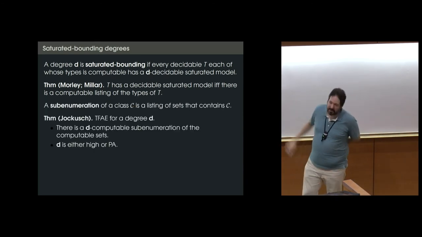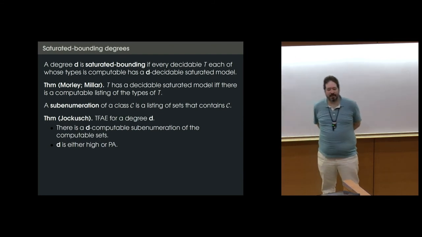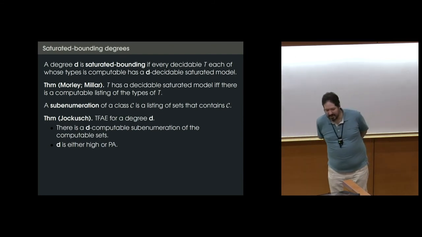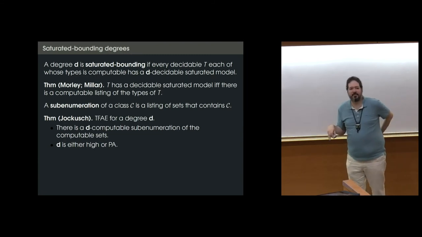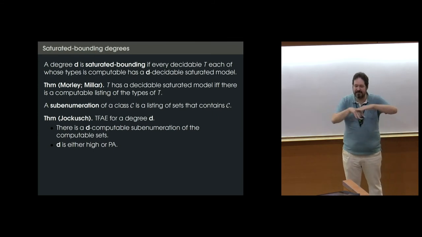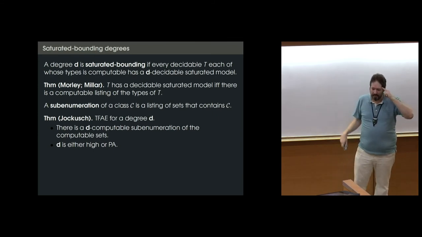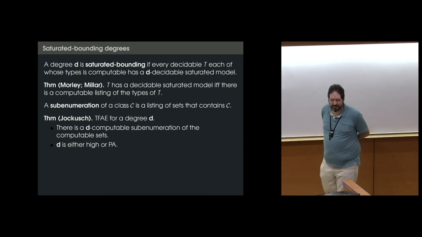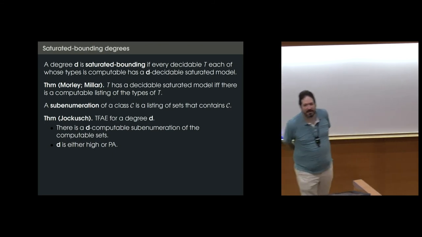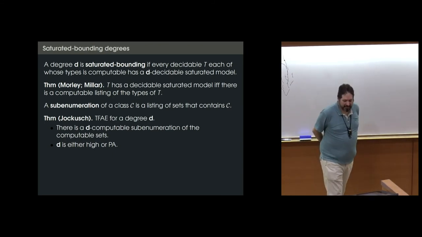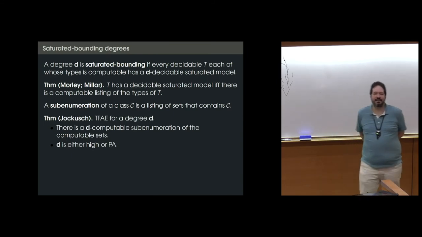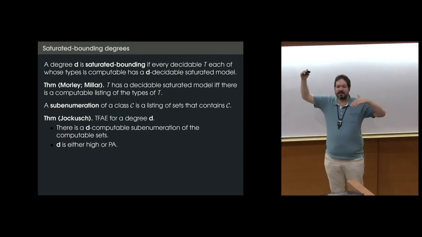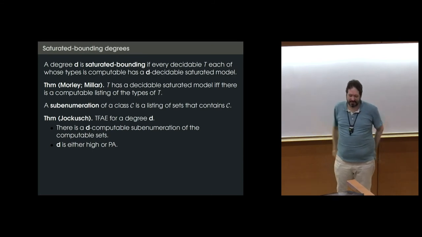Now, we want to know what the saturated bounding degrees look like. And what Morley and Millar's theorem tells us is we can forget about building the model, in the same way that we could forget about building the atomic model. All we need is to build a listing of the types. And then this concept of subenumeration of computable sets becomes quite salient. So a subenumeration of a class C of sets is just a listing of sets that contain C. So it might contain things outside of C as well, but it contains everything in C.